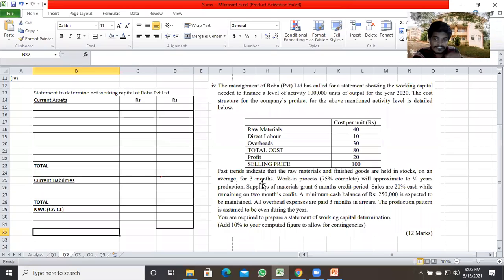Then work in process. That means 75% complete will approximate to 1/4 years production. Normally they may have in work in process stocks which are completed 75%, which will approximate to 1/4 years production.